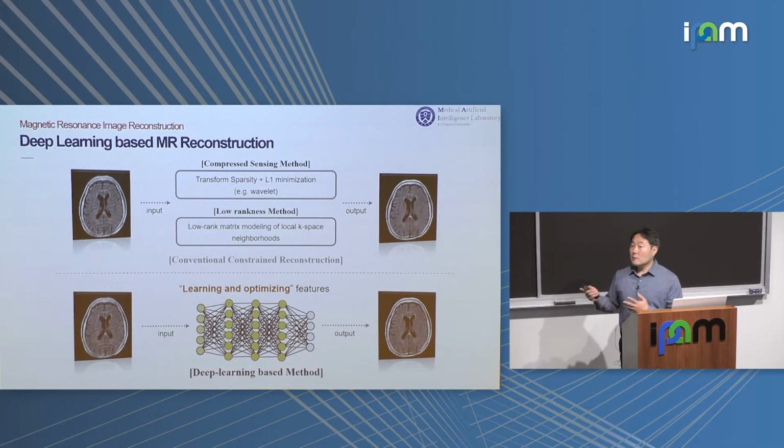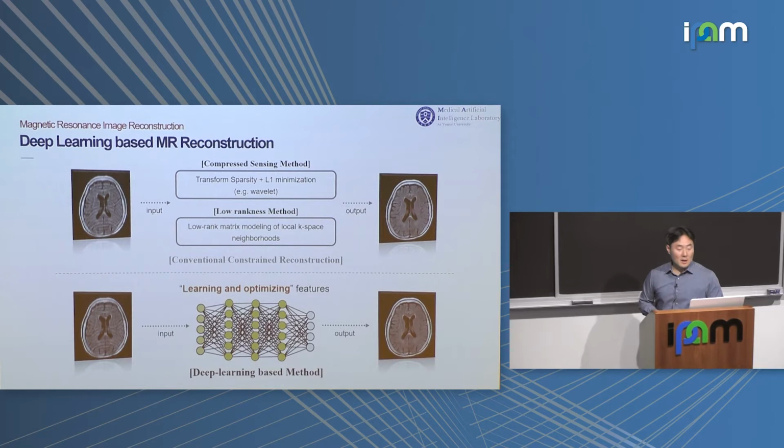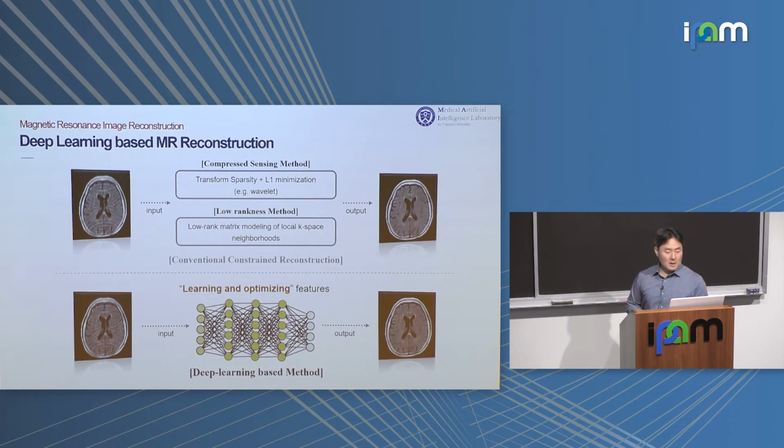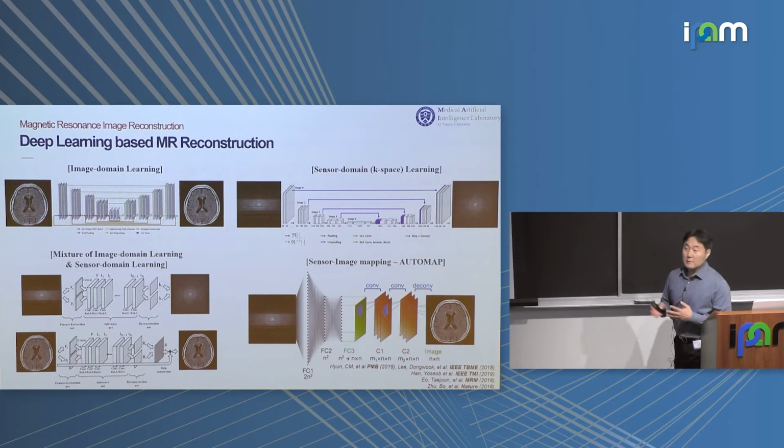Yesterday and today, Dr. Kamilov, Dr. Unser, and Dr. So introduced the theoretical background about how deep learning works in terms of image reconstruction. And today, I hope I can give another perspective on these deep learning techniques. That perspective is about the domain. So we can construct deep learning neural networks and train them in different domains.